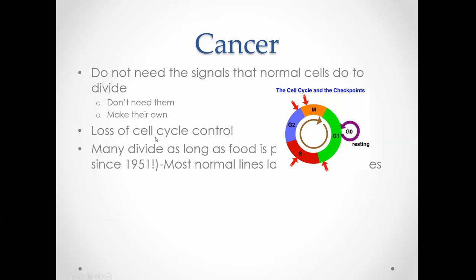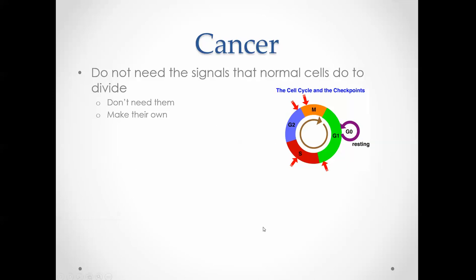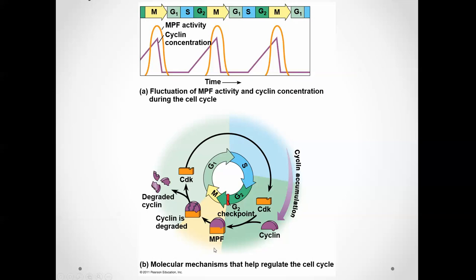Now, what happens is we lose control of the cell cycle. So how? Well, one way is maybe the cell constantly makes MPF.